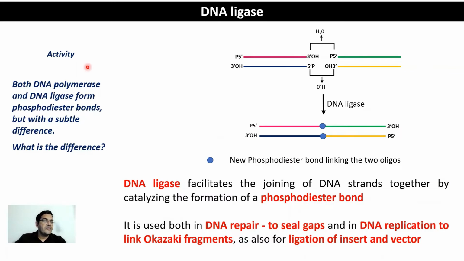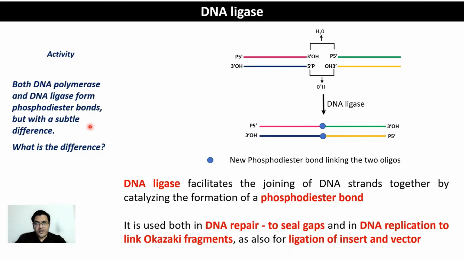And as an activity, I want you to look into this simple question. By now, I'm sure you would have read about DNA polymerase as well. So DNA polymerase is basically the chief enzyme that is required for DNA replication. And if you look into DNA polymerase function as well, the major function of DNA polymerase again is to form phosphodiester bonds. But there is a subtle difference between DNA polymerase and DNA ligase. So I want you to check out what is the difference between DNA polymerase and DNA ligase, since both are involved in formation of phosphodiester bonds, if you look at the basic reaction that they're catalyzing.